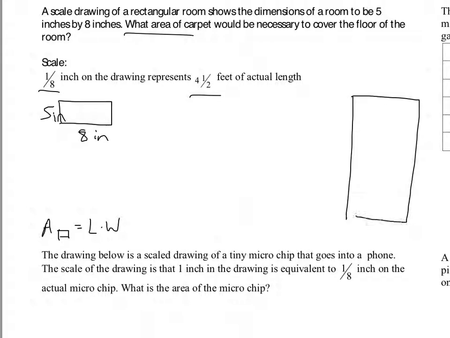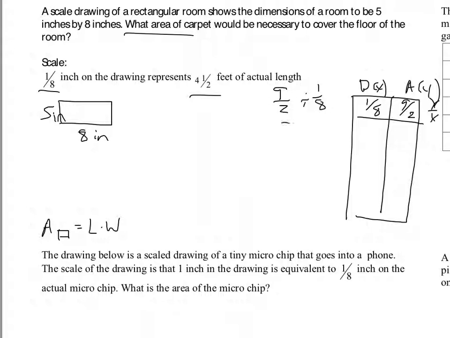So I'm going to have to find the constant of proportionality. This is my drawing, that's my inputs. My outputs are my actuals. And this is 1/8 to, I'll just call it 9/2. So I need y over x. y over x is 9/2 divided by 1/8, which is 9 over 2 times 8 over 1. That's going to give me 36. So y is equal to 36x.